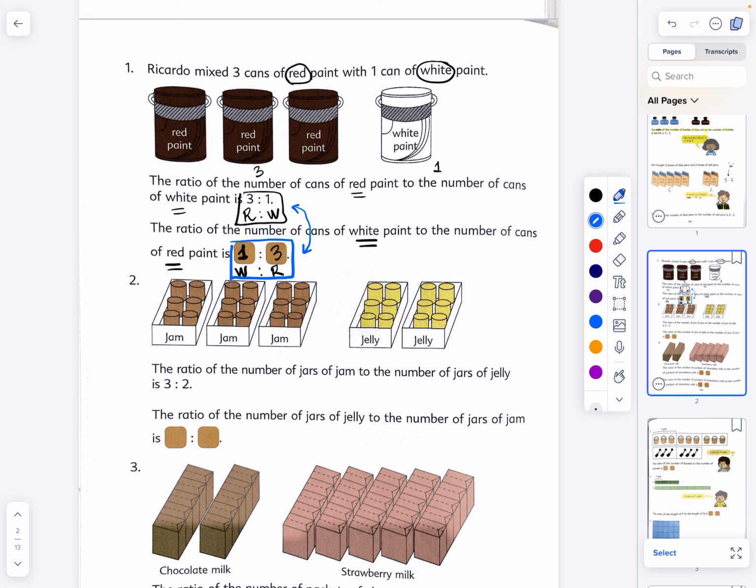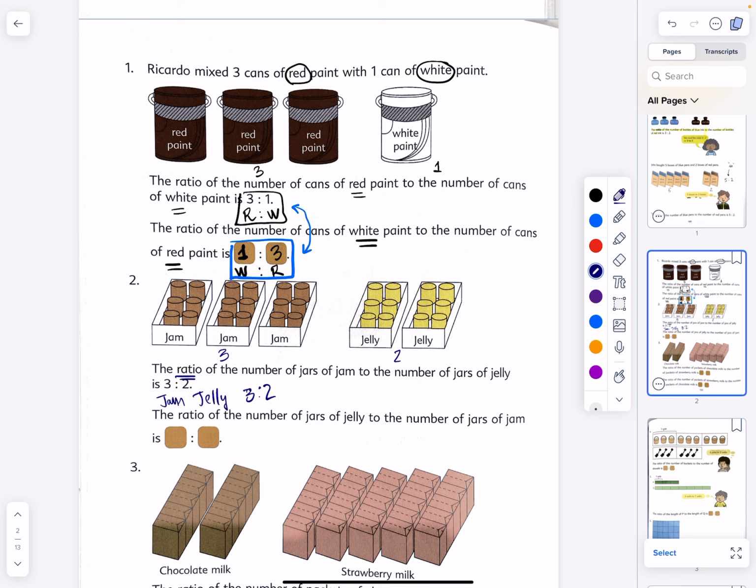Let's take a look at the jam example. The ratio of the number of jars of jam to the number of jars of jelly is 3 to 2. And we can see, even though there are many more smaller individual jars and cans, how they're grouped into boxes. So we say the ratio of the number of jars of jam to jelly, I like to label it first, is 3 to 2.